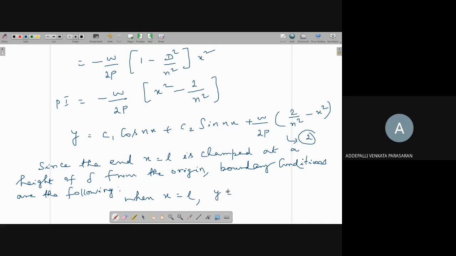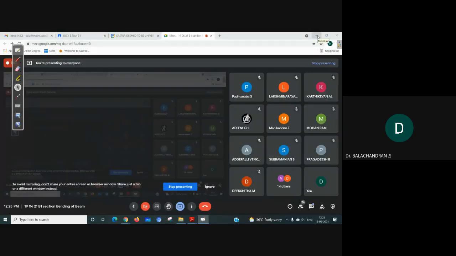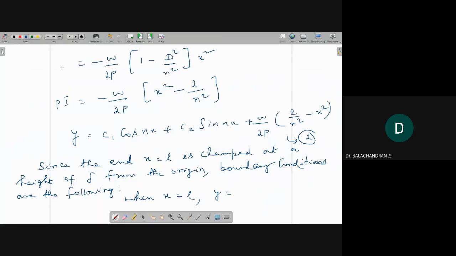Maximum deflection. Sorry. Yeah, maximum deflection. What is the deflection? Yeah, you are right. Parasol is correct. What is the deflection?